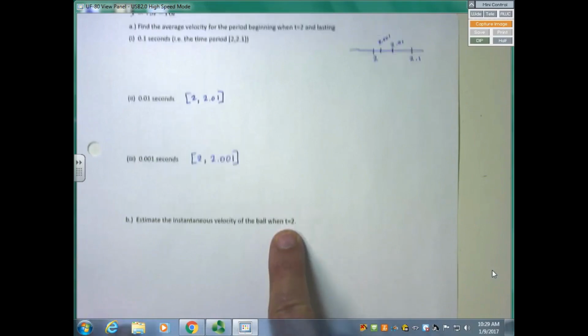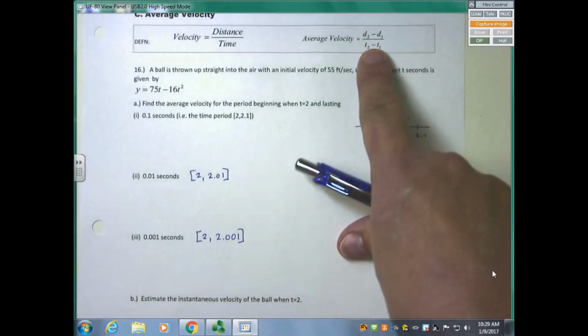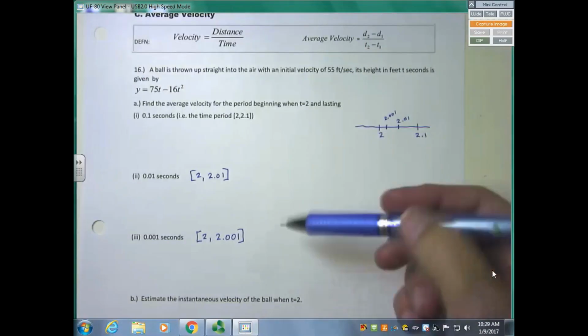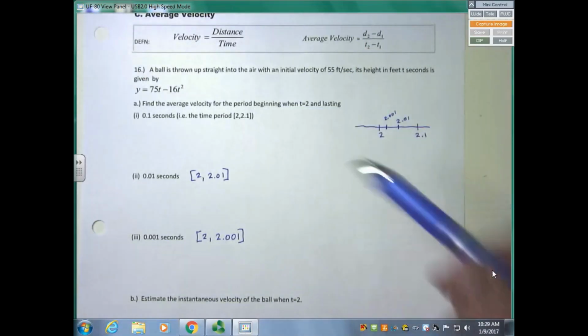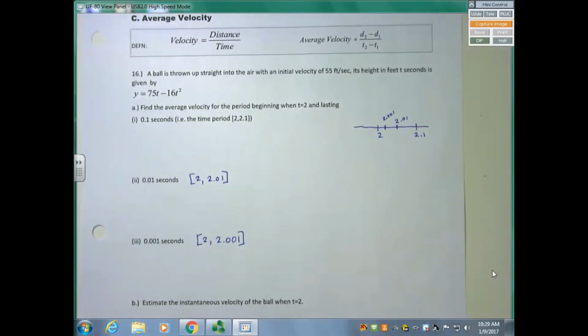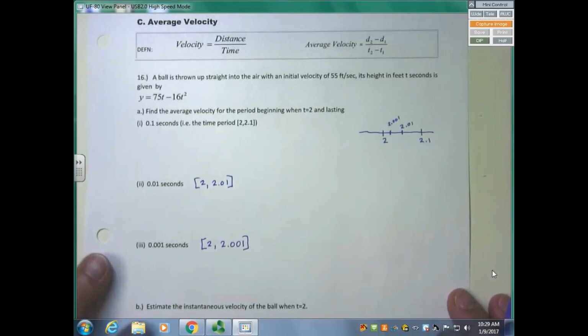Well, if you're at 2 seconds, I can't do the slope formula because I don't have 2 times and 2 distances, but it will be the limit of what we're getting really close to when we approach 2. Okay, so this is not a hard problem. It's just using the slope over and over again. All right, so let's start with the first one.